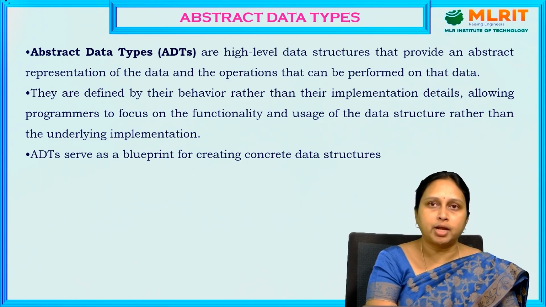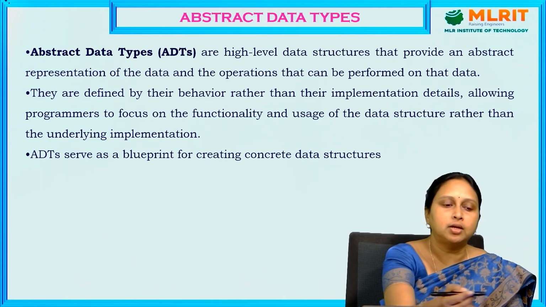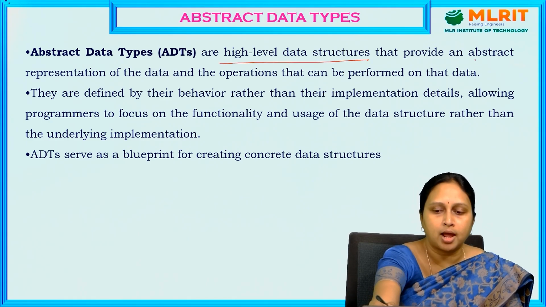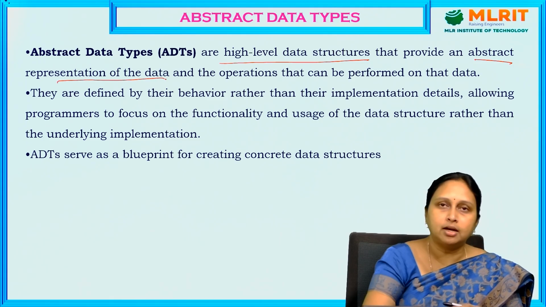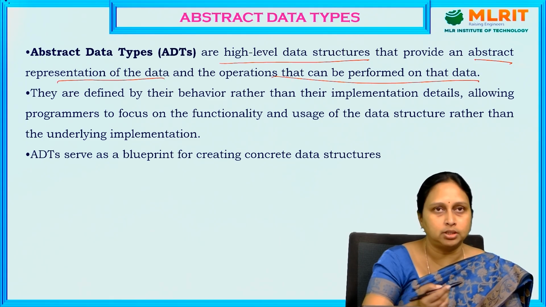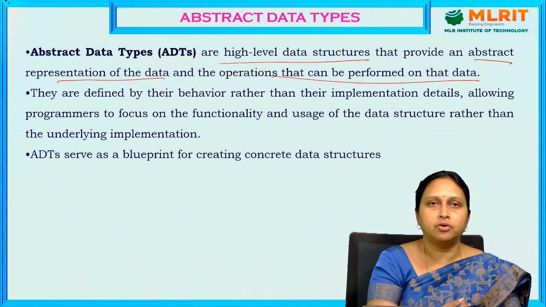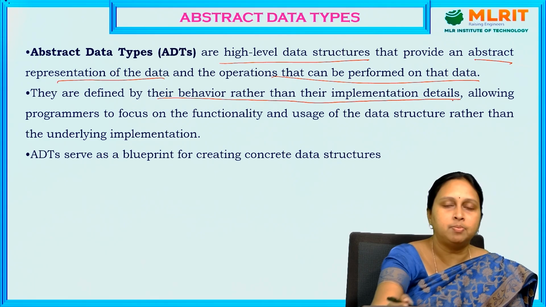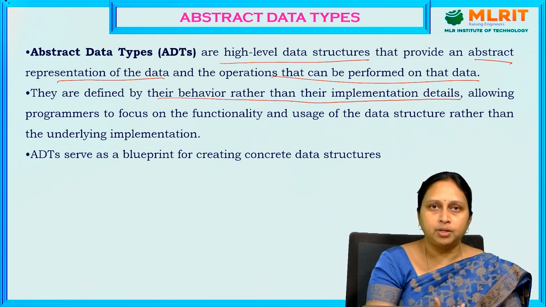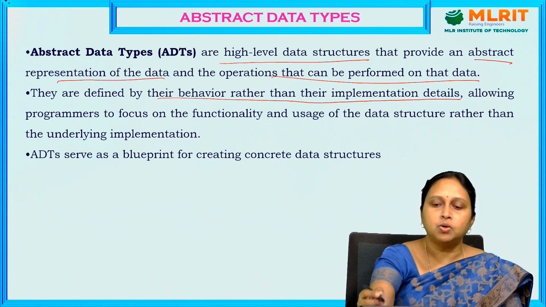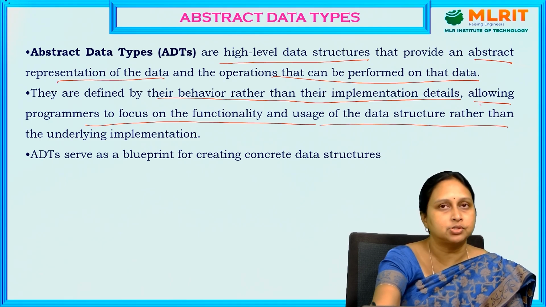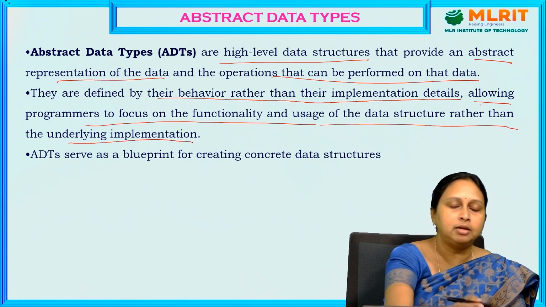And coming to the abstract data types, they are nothing but the high-level data structures that provide an abstract representation of the data and the operations that can be performed on the data. Right? This is the one where we are going to have the abstract data types. They are defined by the behavior rather than their implementation details. How they are going to behave, that will be given in the abstract data types rather than the implementation, because it allows programmers to focus on the functionality and the usage of data structures rather than the underlying implementation.